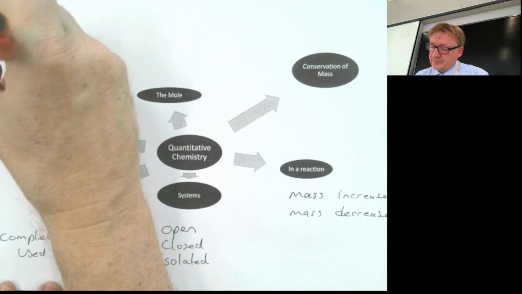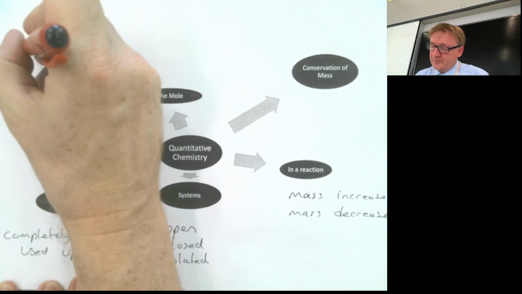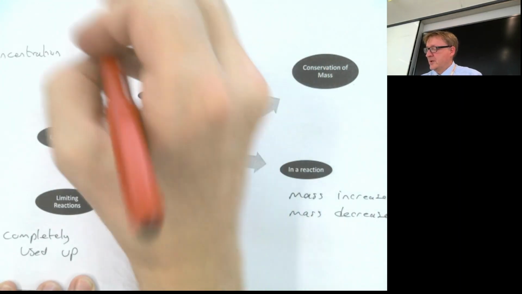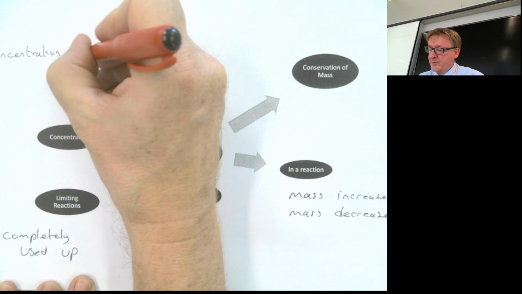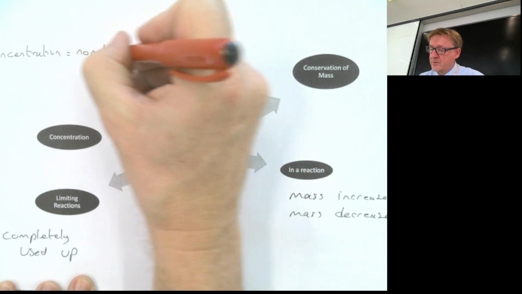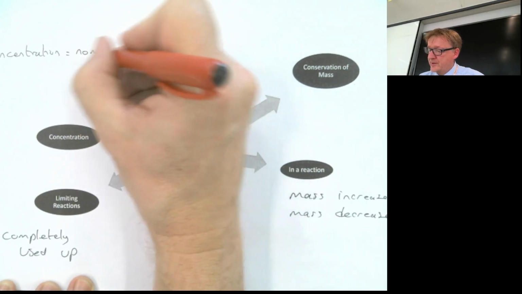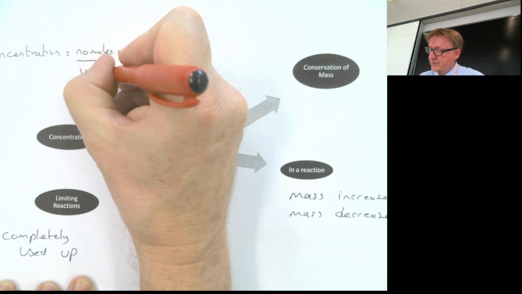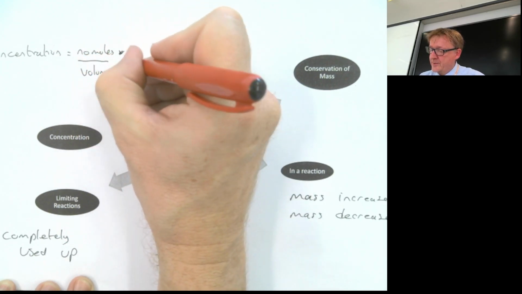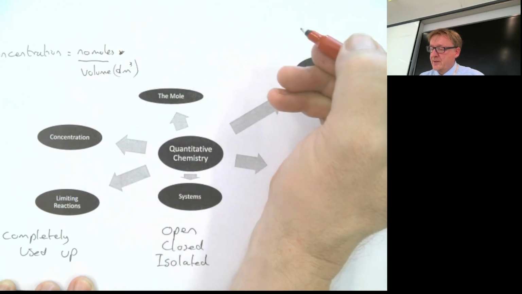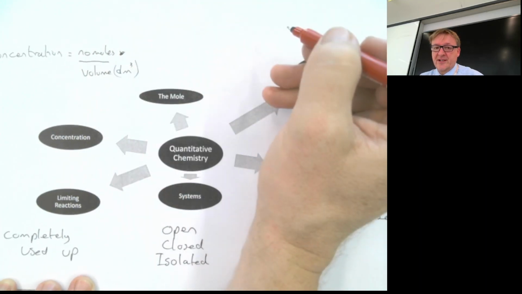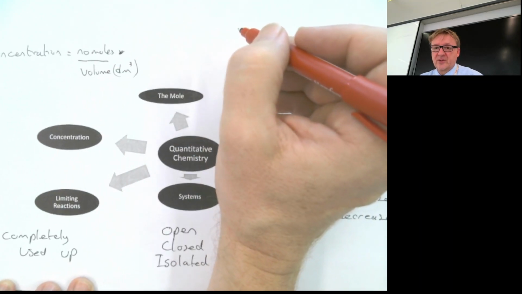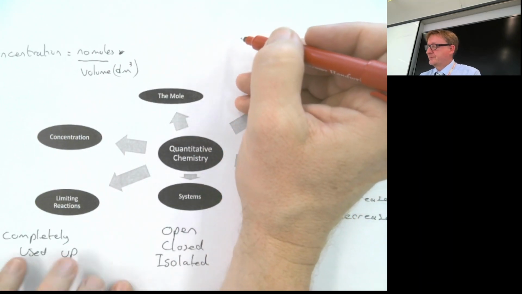Concentration is an equation. The concentration in a solution is the number of moles divided by the volume in dm cubed. Now for this one, you need to know what a dm cubed is, right? Absolutely vital, you've got to be able to work out a dm cubed.